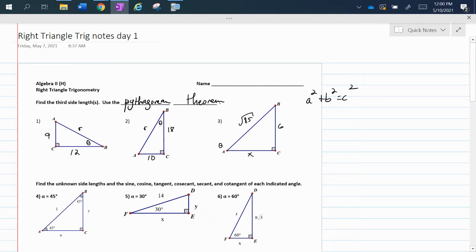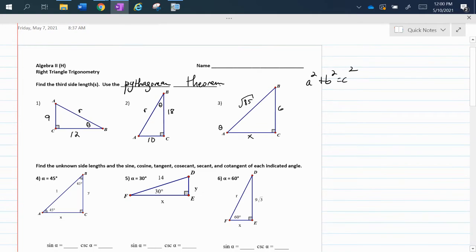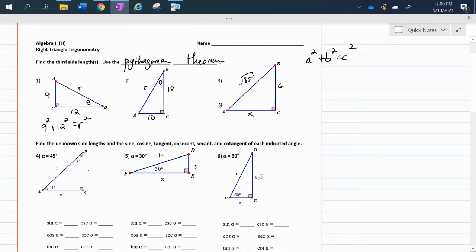The hypotenuse is always across from the right angle, and a and b are the legs of the right triangle. The legs are the two sides that are adjacent to the right angle. So we'll start with number 1. If we know the two legs, then we know that 9 squared plus 12 squared is equal to r squared.